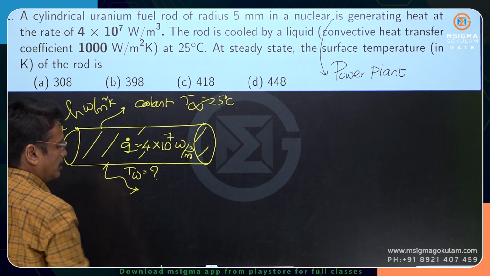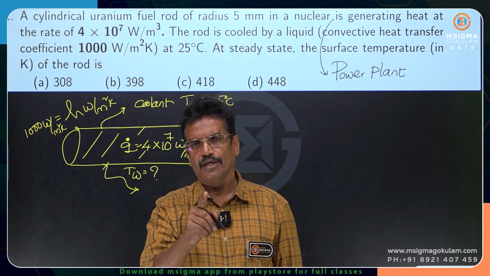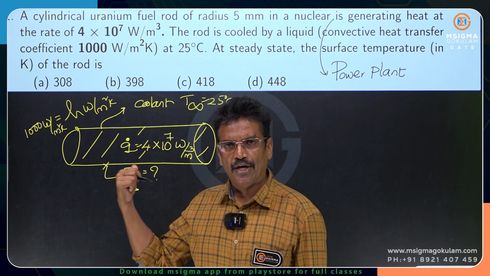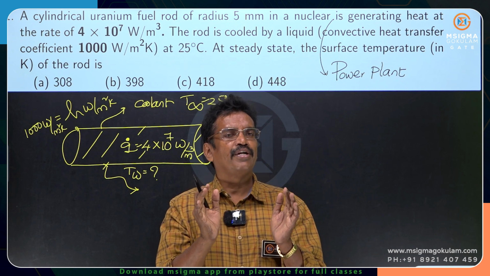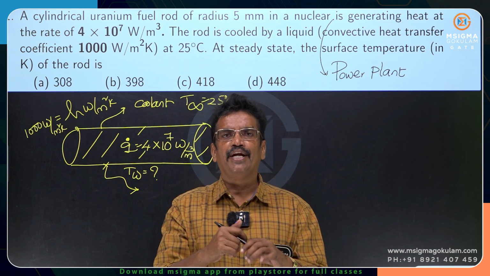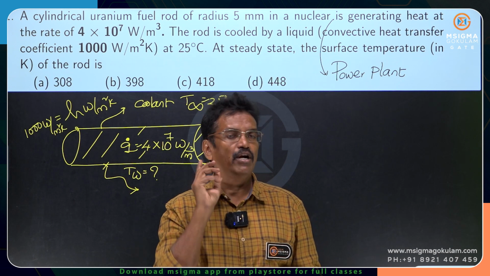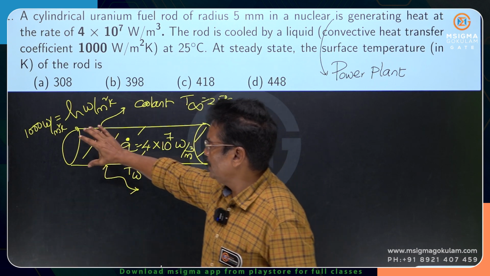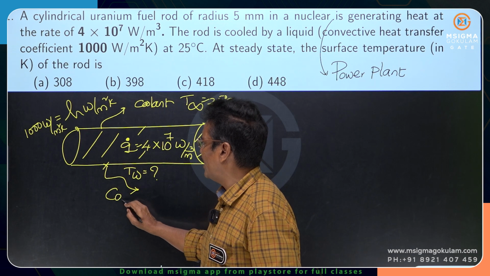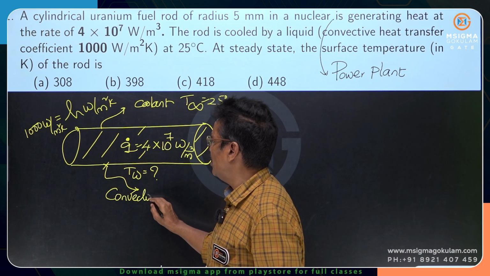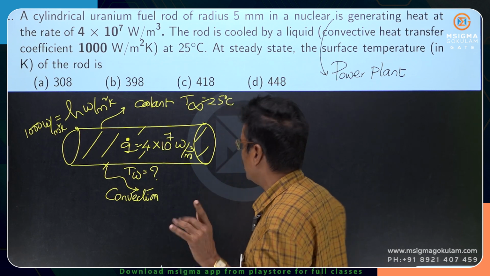I already said many times, whenever there is heat generation in any body, whether it is a slab, a cylinder or a sphere, whenever there is uniform heat generation inside any body, if you want to calculate the surface temperature of the body, write the energy balance for steady state. What is that energy balance? The total heat generated in the entire rod should be equal to the heat convected from the surface of the rod to the fluid. That is the most important energy balance equation for steady state.